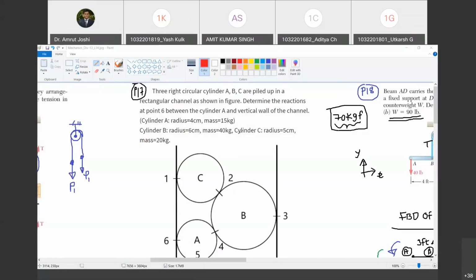Three right circular cylinders A, B, and C are piled up in a rectangular channel as shown in the figure. Determine the reactions at point 6 between the cylinder A and the vertical wall of the channel. The radii are given: cylinder A has radius 4 and mass 15, B has radius 6 and mass 40, and cylinder C has radius 5 centimeter and mass 20 kg.